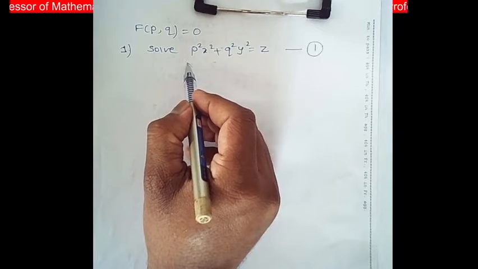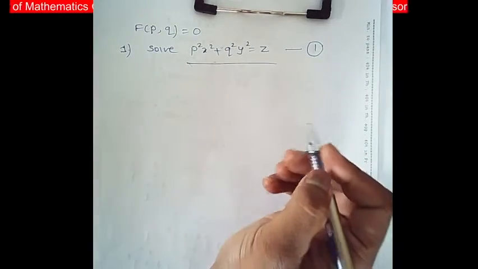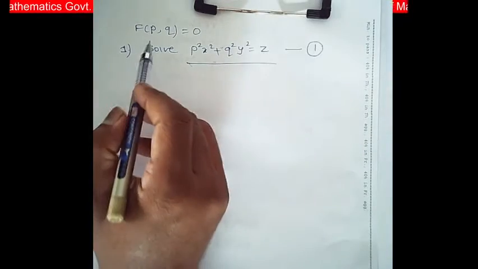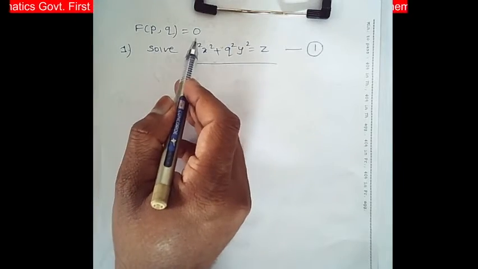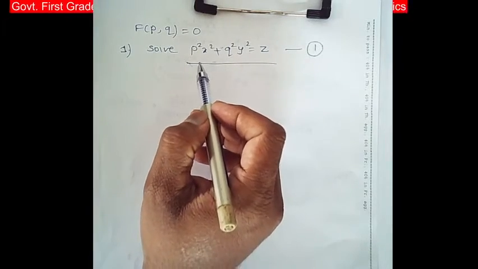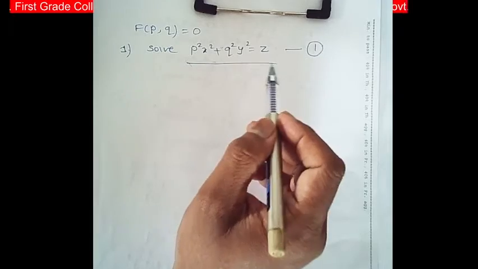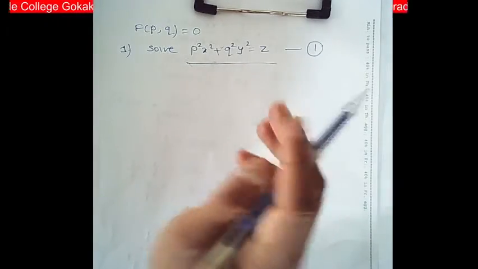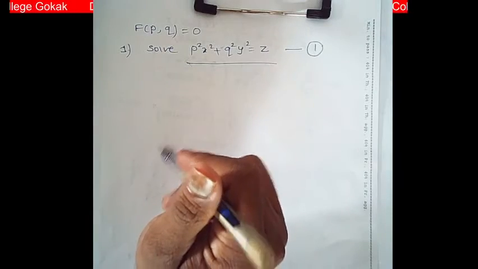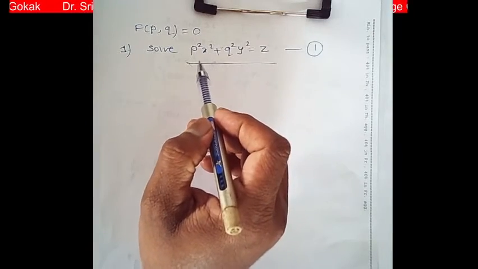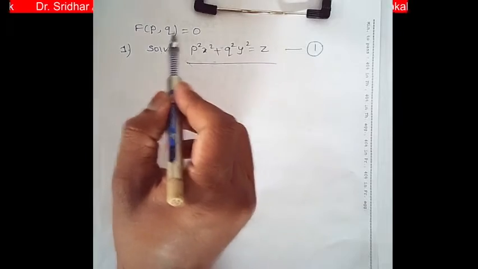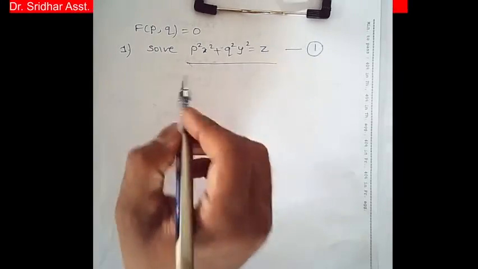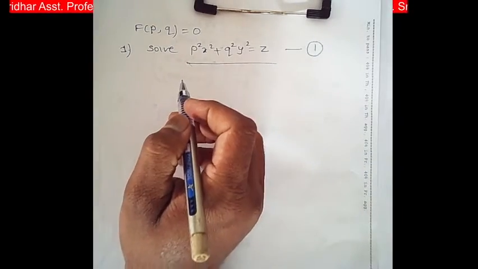Again, this equation is not in the standard form. Standard form is it should be in the form of f of p, q equal to 0. It should not contain any x and y or z term. It should contain only p, q or some constant. Okay, so now what we do, we convert this equation into this form by making some suitable substitutions.